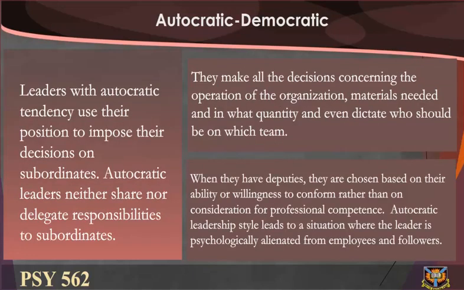Autocratic, democratic. Leaders with autocratic tendency use their position to impose their decisions on subordinates. Autocratic leaders neither share nor delegate responsibilities to subordinates. They make all the decisions concerning the operation of the organization, materials needed and in what quantity, and even dictate who should be on which team.